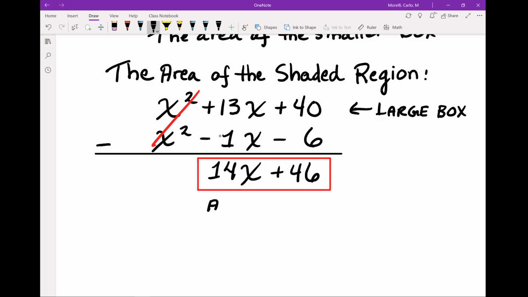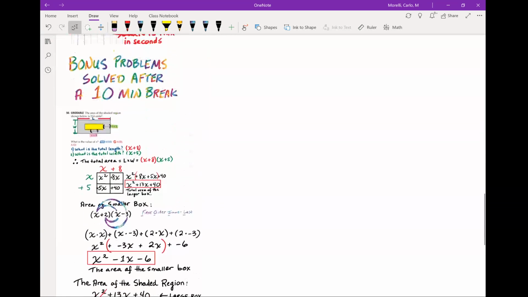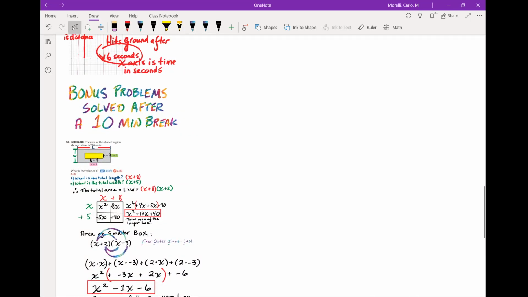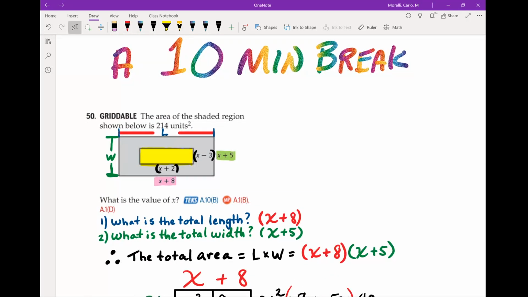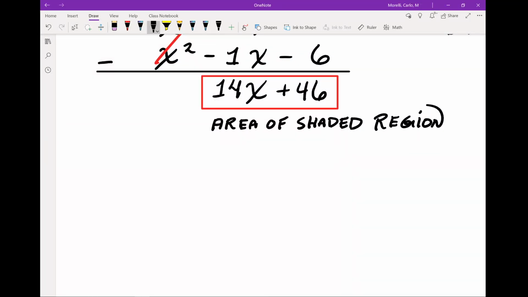Now let's see if they actually want us to find out a number, or if they just want us to write it like this. Oh yeah, they do. Okay, cool. What is the value of x? The area of the shaded region below is 214 units. This is so cool. I love this problem so much.